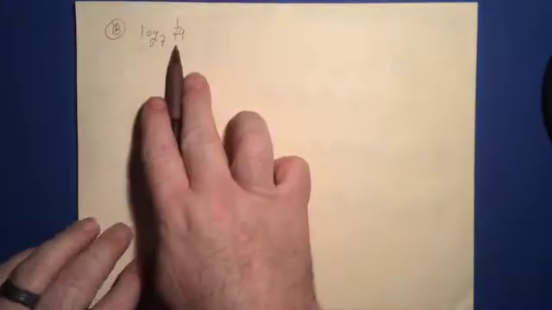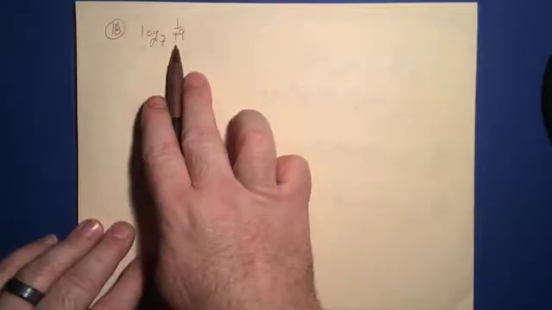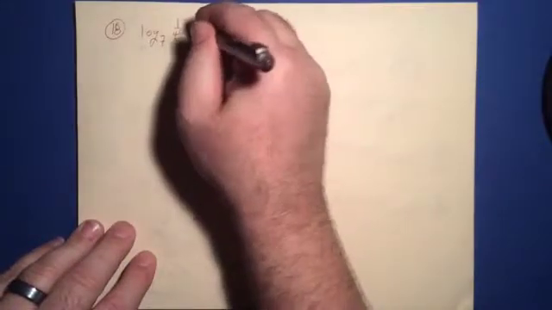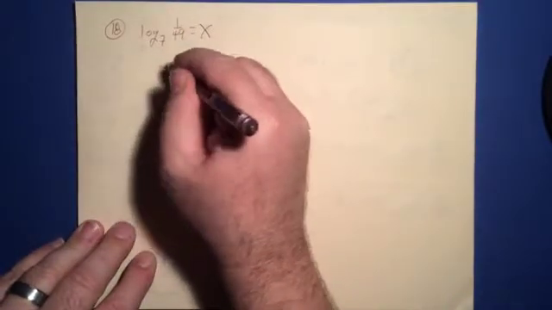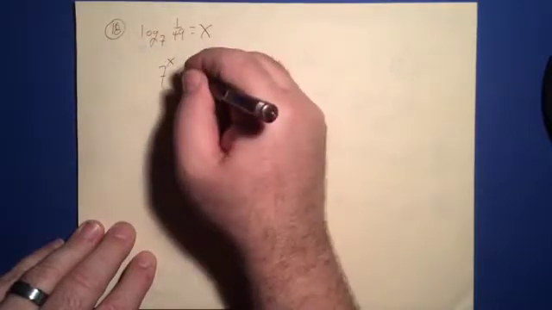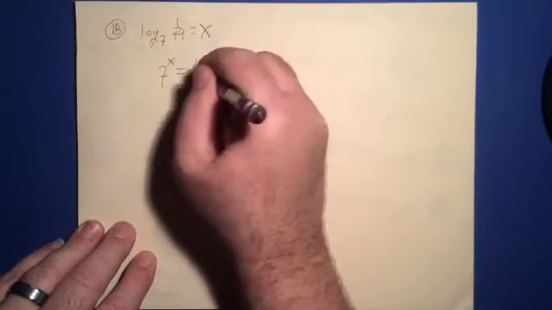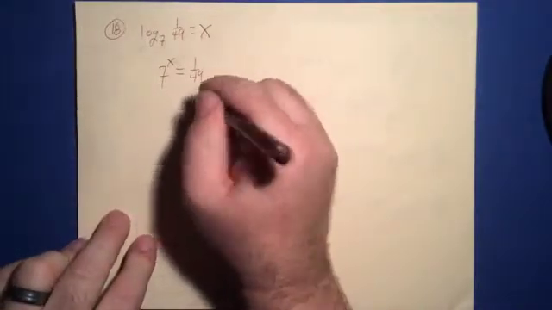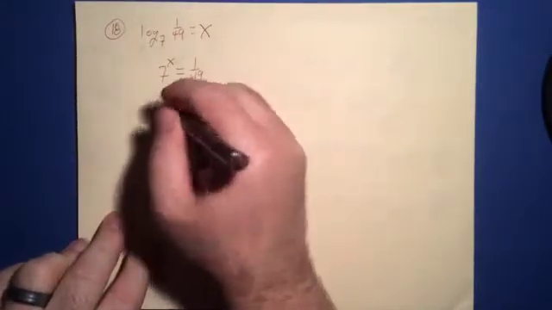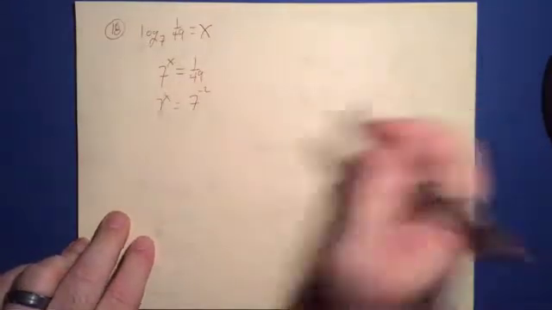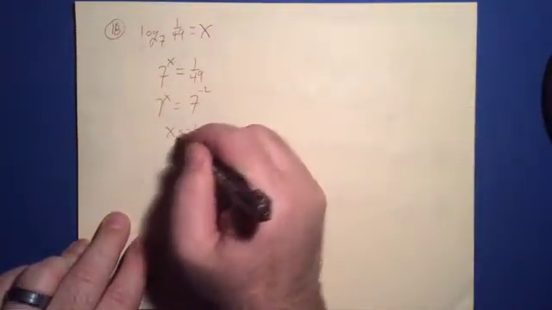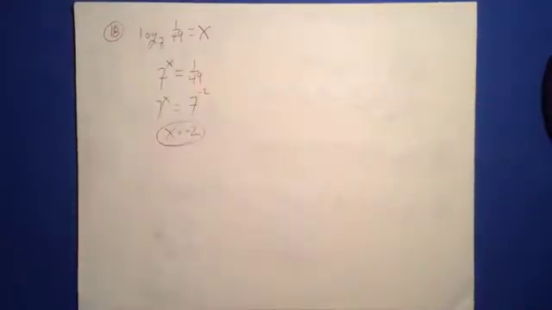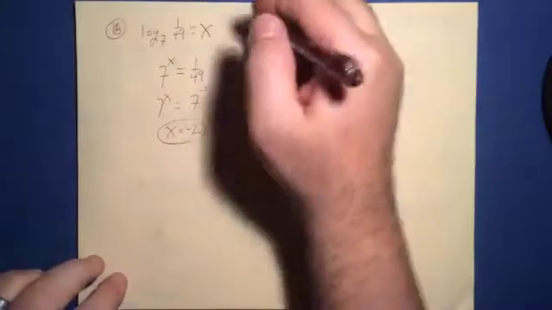So how do I get 1 over 49? Let's set that equal to x and write 7 to the x equals 1 over 49. Well, I get 1 over 49 using 7 by taking 7 and raising it to the negative 2. And that being the case, x has to be equal to negative 2, and that's the value I'm looking for in question 18. Let's go to question 20 now.